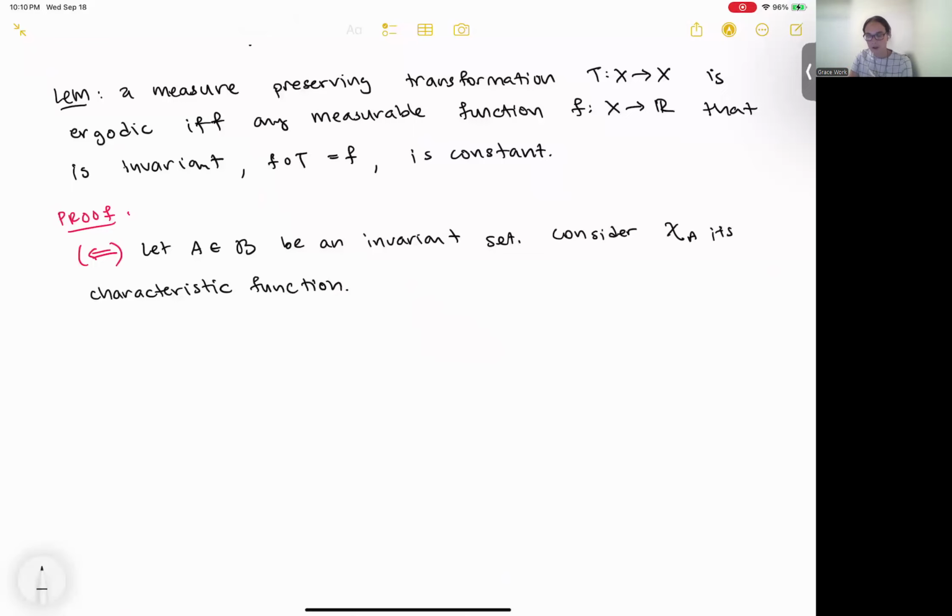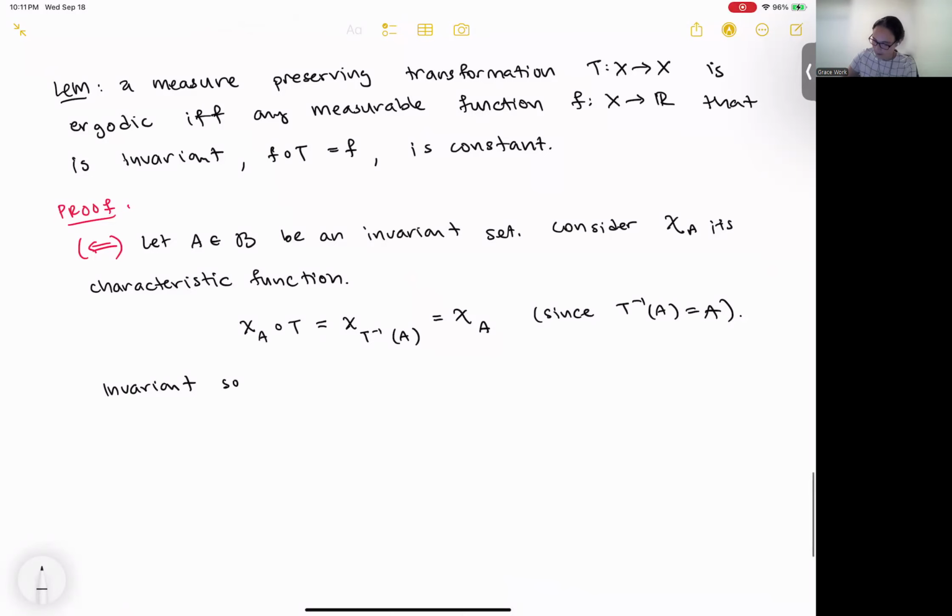Okay, so let's first check. If I take the characteristic function composed with T, is this invariant? And it is. This will be equal to the characteristic function of the preimage under T of A, which will be equal to the characteristic function of A, since A is an invariant set. So since it's invariant, and since we're going this direction in our proof, it is constant.